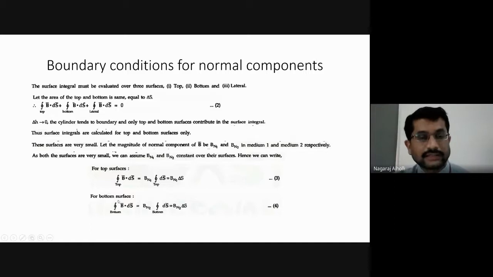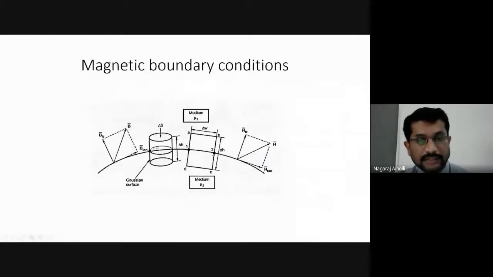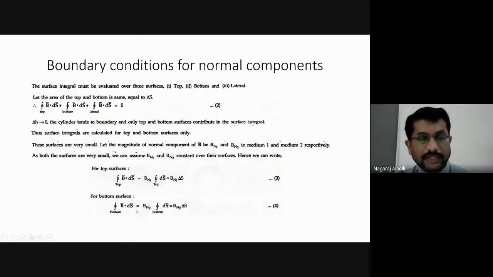Similarly, for the bottom surface, the closed bottom integral of B bar dot ds bar is equal to Bn2 times the closed bottom integral of ds bar. Again, it's this portion that we are evaluating. Bn2 is the normal component of flux density in medium 2. In medium 1, it is Bn1. In medium 2, below the boundary, it is Bn2. Therefore, Bn2 we will take outside. It becomes Bn2 times the closed bottom surface integral of ds bar, that is Bn2 delta S. Take it as equation 4.